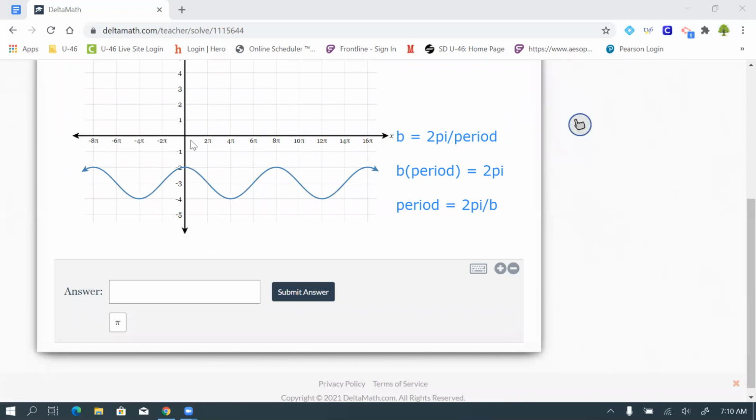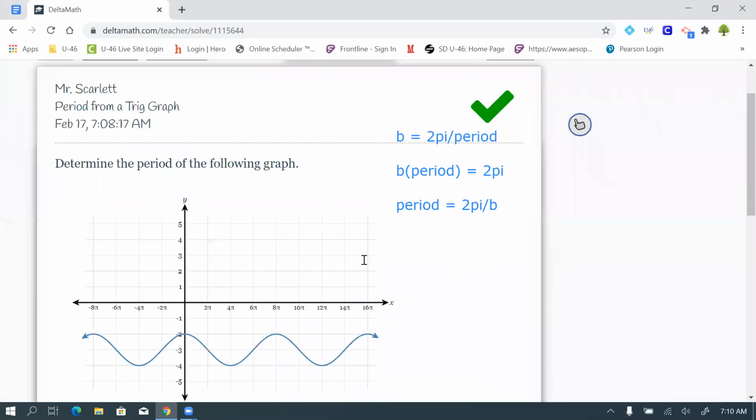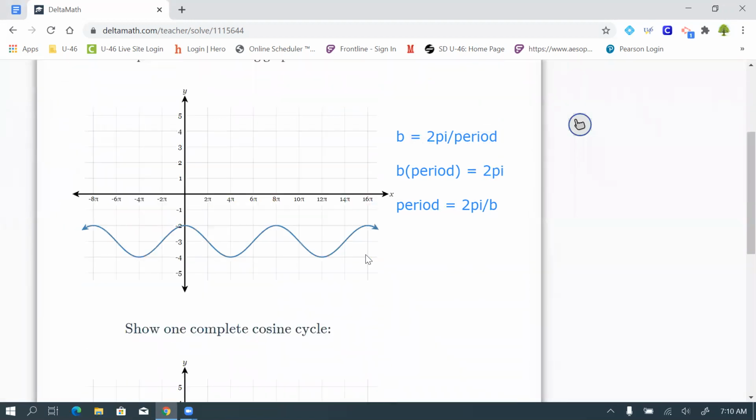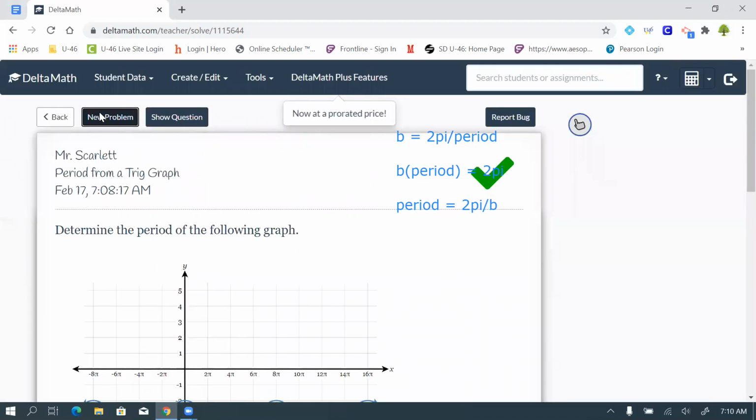Often we can start when x is 0. I'm starting at the top of the wave, and I would go down and then up again. As soon as I get here, I start to repeat. I go down and up again. So what is this interval, from here to here? That is from 0 to 8 pi. So the period is 8 pi. It takes 8 pi to do one complete cycle.